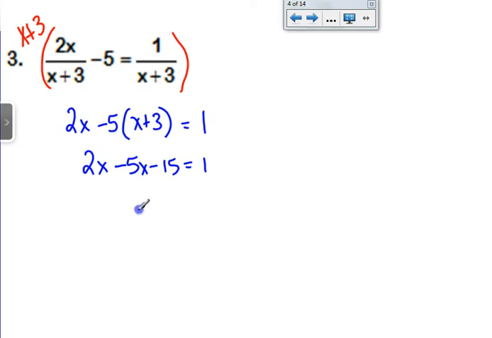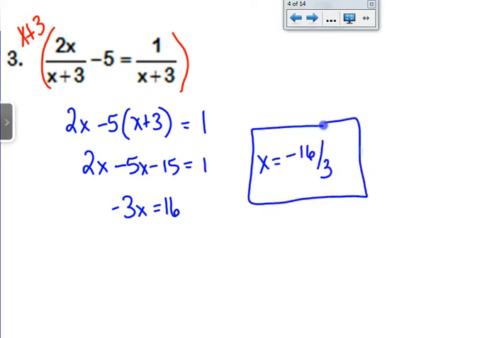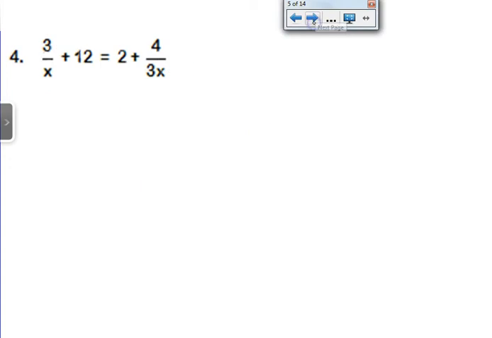And when we collect our like terms, we get negative 3x. If I add the 15 over, I get equals 16. Not the greatest answer, but it works: negative 16/3. Now that I know about this extraneous issue, I look at my denominators. The only thing that would have created an extraneous solution would be if I plugged in a -3, which is not the answer I got, so I'm going to move on.